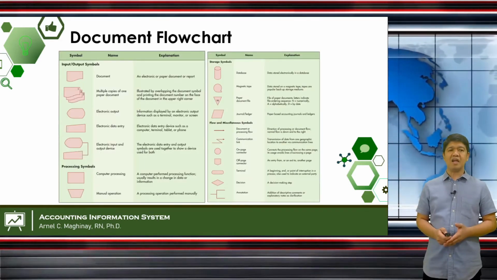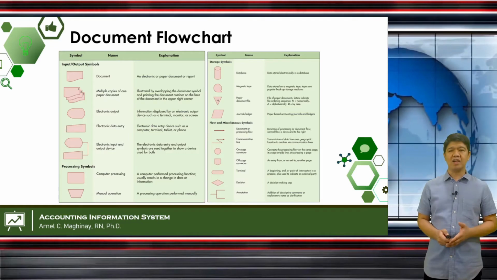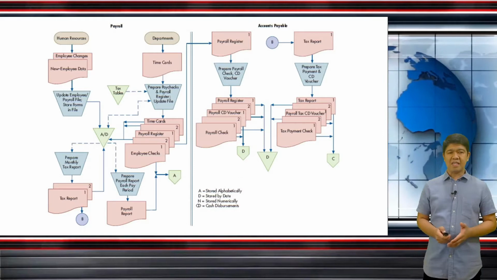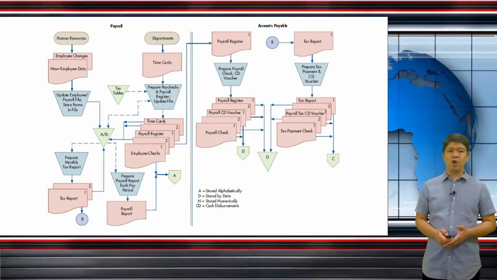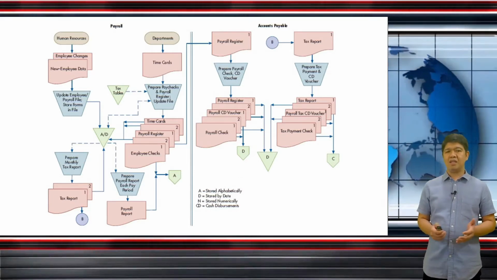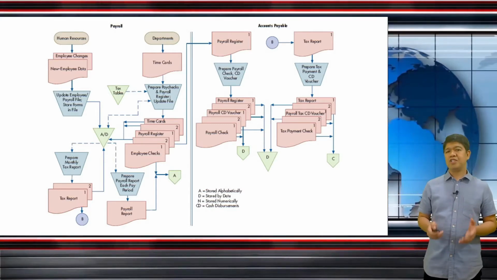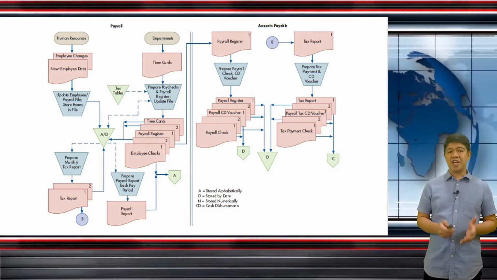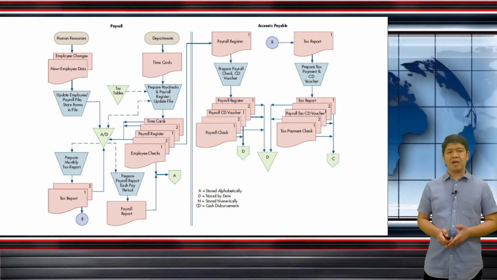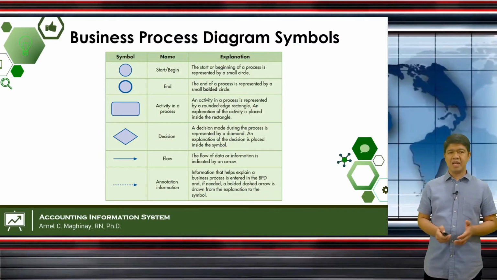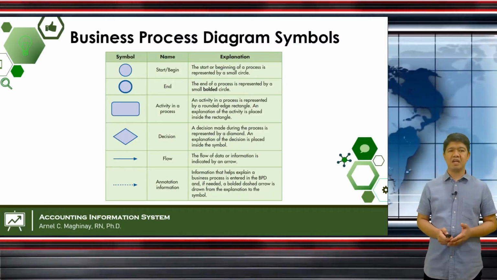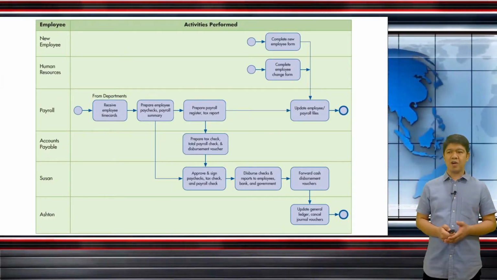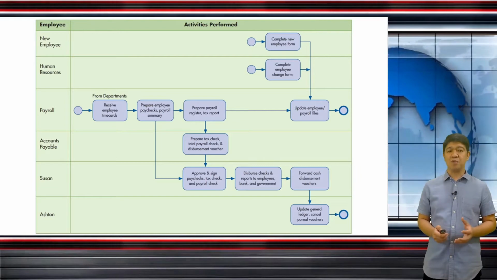So again, this is another example of the document flowchart and its following symbols. In this example of our flowchart, the broken line may indicate a correction or rejection routine, or it could be a data transfer, which is either checking or reading the data. This is another example of the business process diagrams, including the different symbols. This is the actual process of the different activities that are performed.